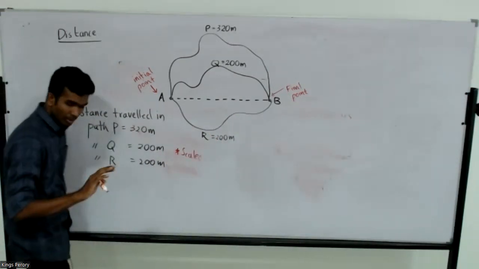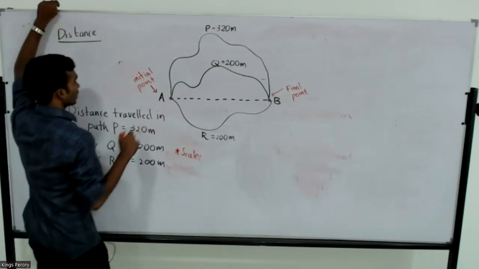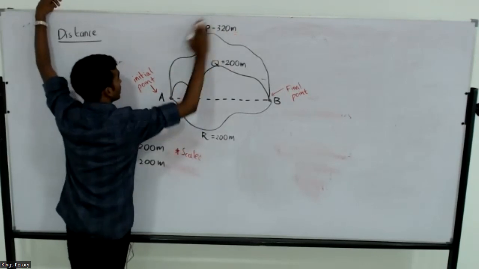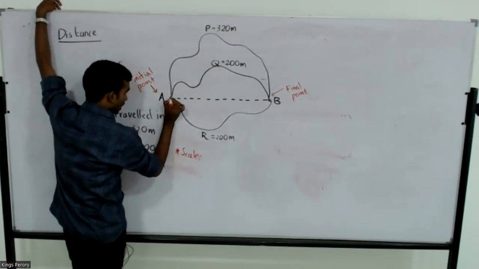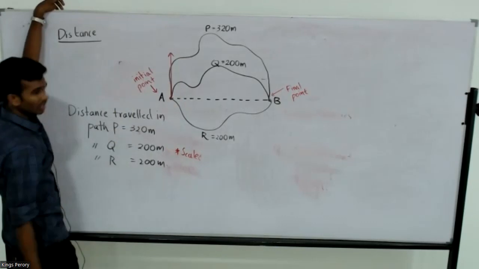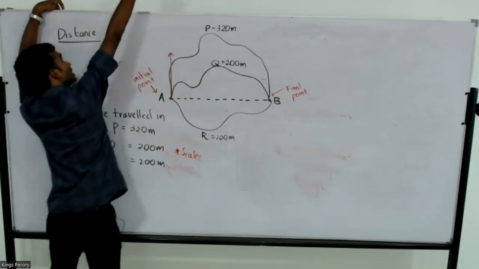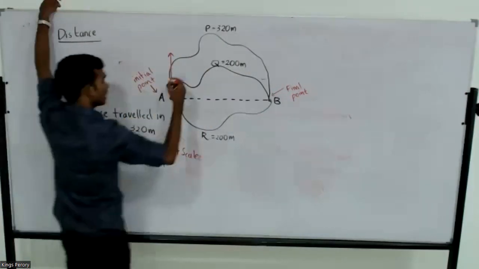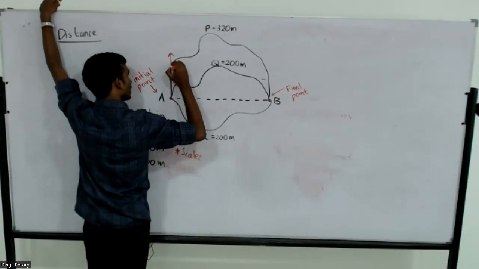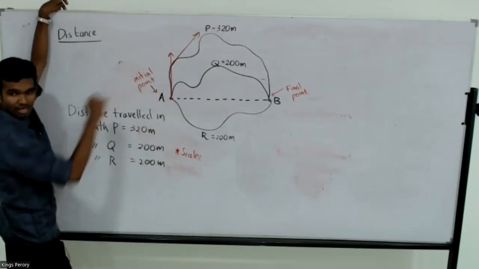Why is it a scalar? Because it doesn't depend on direction. I'll show that now. See, a person starts from point A. I'll take only path P. Initially he is walking upwards, isn't it? So his direction is upwards. If he walks continuously upwards, can he reach B? So after some time, his direction changes. Somewhere here, his direction is this side. From upwards, he has bent a little bit this side.